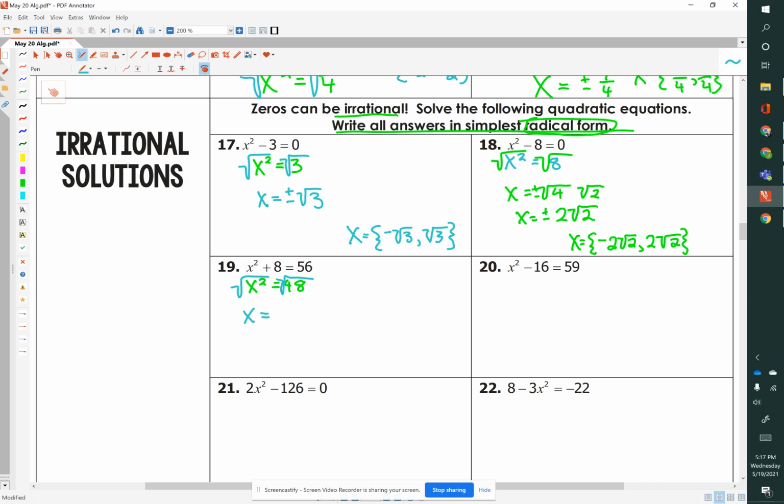But we can think of 48. Look for a perfect square. And we know that 48 is 16 times 3. And 16 is a perfect square. So we've got plus or minus the square root of 16 times the square root of 3. And the square root of 16 is 4. And that's our answer. We'll put it in set notation. And our work is done.